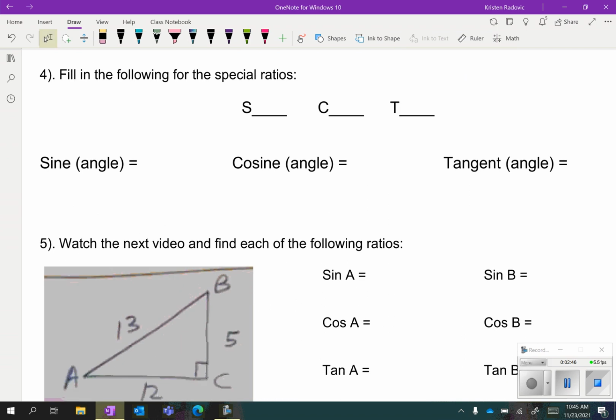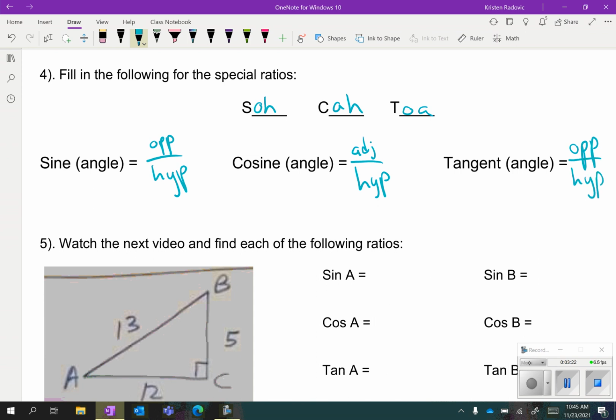Now, to actually find the trig ratios, after you label them, you need to remember Sohcahtoa. Sohcahtoa would be SOH, so, CAH, which is AH, and TOA, which is OA. It stands for sine is opposite over hypotenuse. Cosine is adjacent over hypotenuse. And tangent is opposite over adjacent.